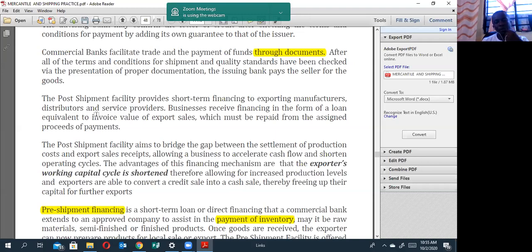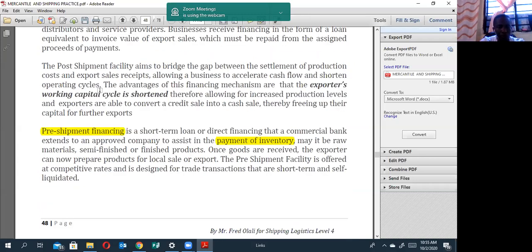The advantage which comes with this financing mechanism is that the exporter's working capital cycle is shortened, and this allows for increased production levels, and the exporters are able to convert a credit sale into a cash sale. And by doing this, they are freeing up their capital for further exports.